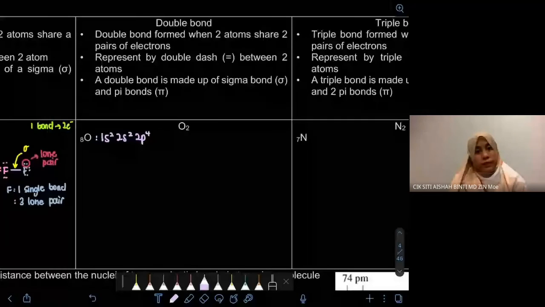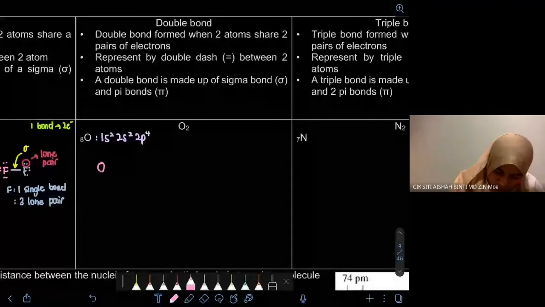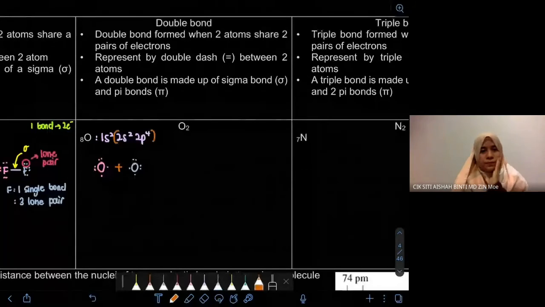Okay. Between these two atoms, between this oxygen. So oxygen has 6 valence electrons here. Okay, so here Miss draws 1, 2, 3, 6. Plus another oxygen. This oxygen in blue, 1, 3, 4, 5, 6. Remember, it has 6 valence electrons.